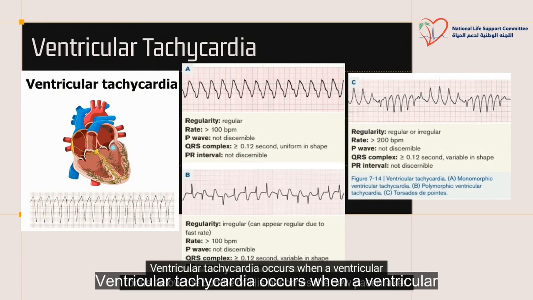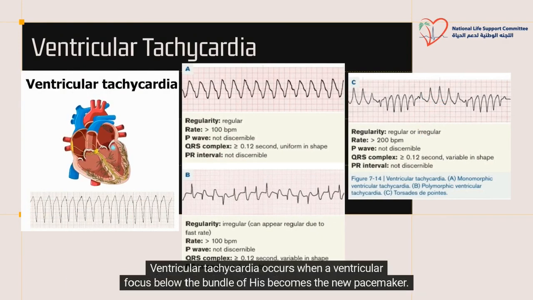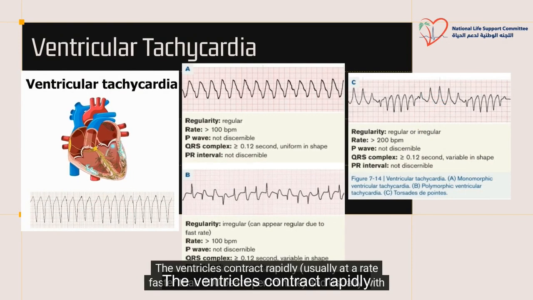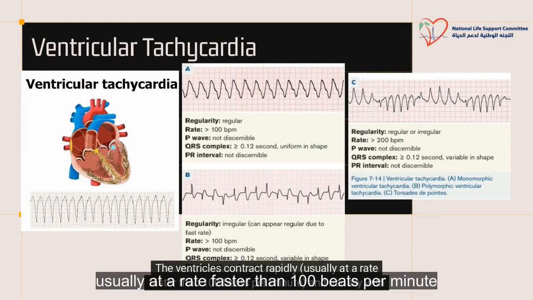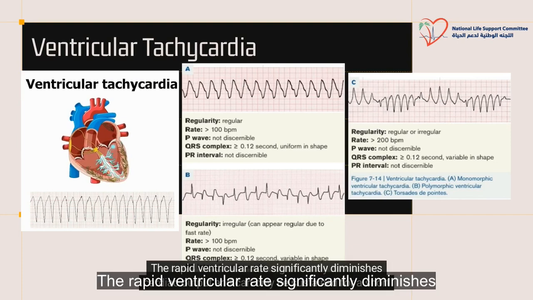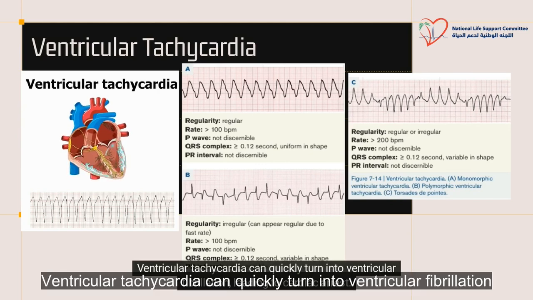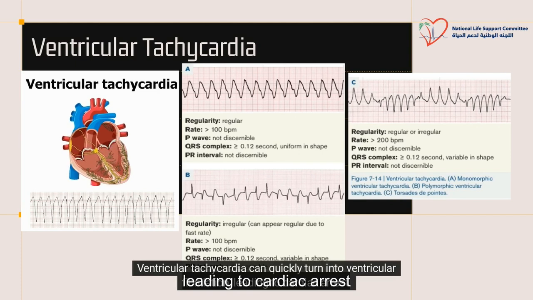Ventricular tachycardia occurs when a ventricular focus below the bundle of His becomes the new pacemaker. The ventricles contract rapidly, usually at a rate faster than 100 beats per minute, and usually with a regular rhythm. The rapid ventricular rate significantly diminishes cardiac output and can only be sustained for a short period before the patient becomes hemodynamically compromised. Ventricular tachycardia can quickly turn into ventricular fibrillation, leading to cardiac arrest.